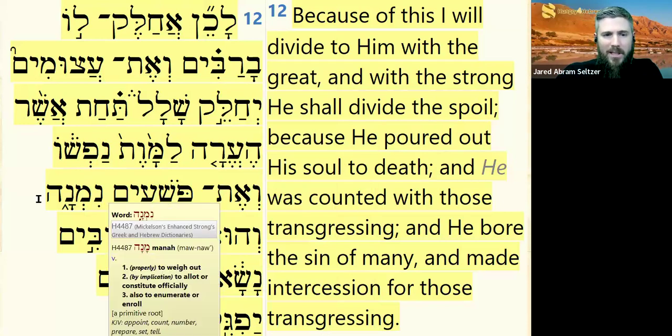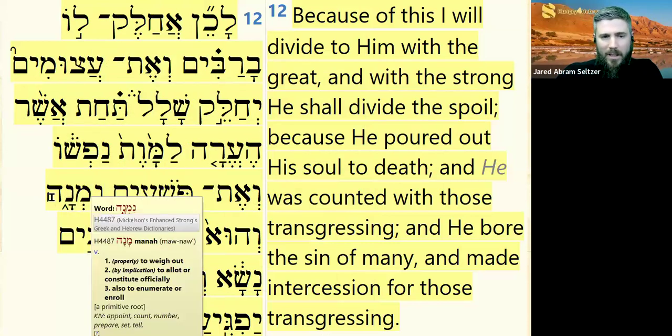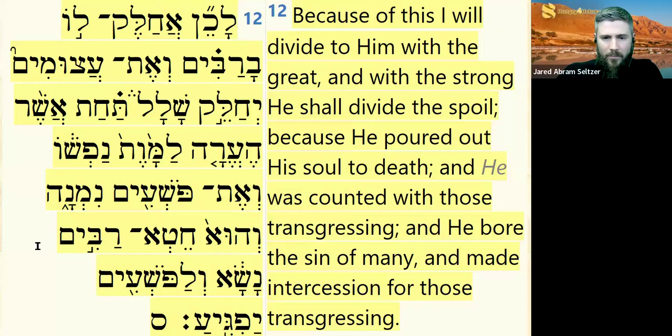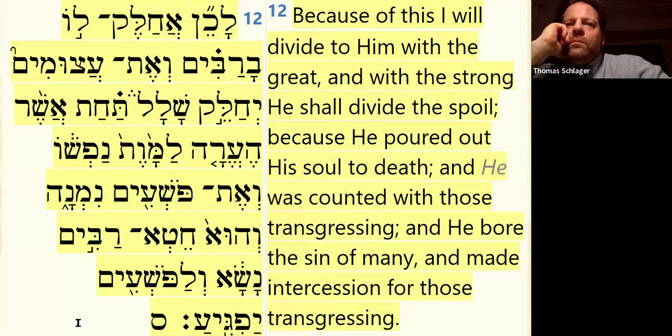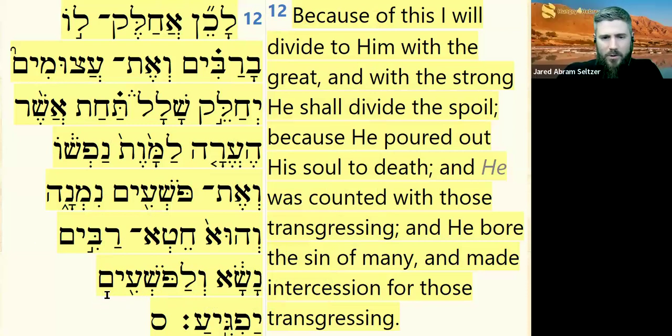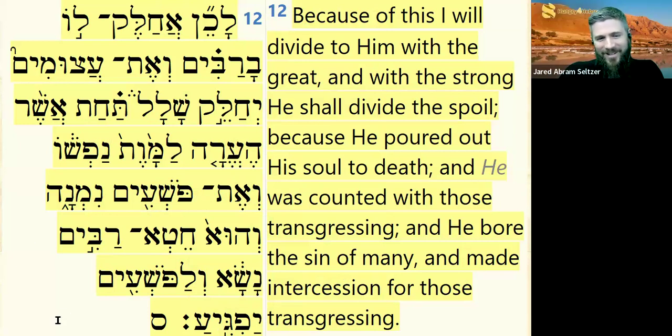Ve'et posheim nimna, and with the transgressors he was counted. Ve'hu chet rabim nasa, so he bore the sin of many. Velaposheim, and to the transgressors, those transgressing, yafgia. He was caused to touch or strike or come near. So here they say made intercession for those transgressors. It's like when you're in court and your counselor finally shows up. Yafgia. It's like, whoo.